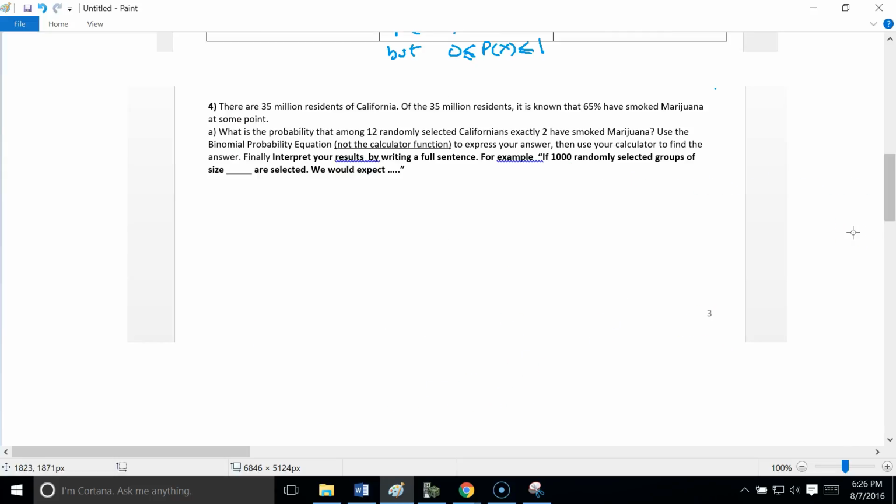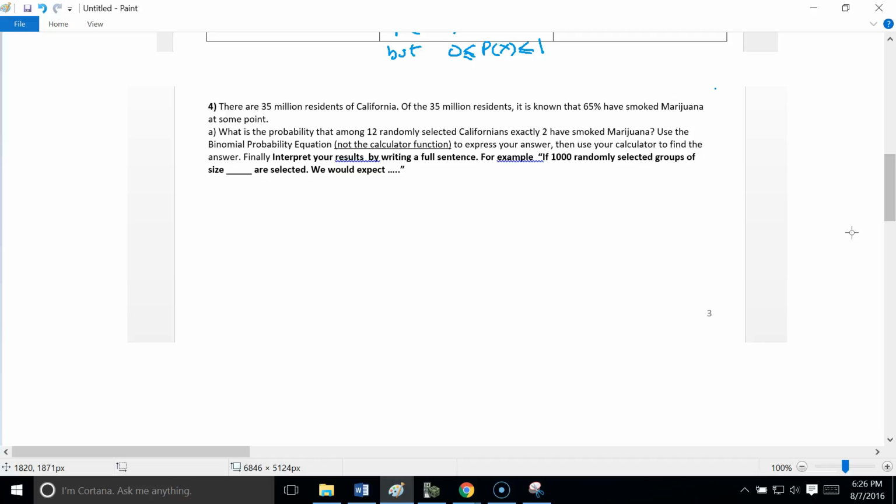Okay, question number 4 states that there are 35 million residents of California. Of the 35 million residents, it is known that 65% have smoked marijuana at some point. What is the probability that among 12 randomly selected Californians, exactly 2 have smoked marijuana? Use the binomial probability equation, not the calculator function, to express your answer. Use your calculator to find the answer, and then finally interpret your results by writing a full sentence. For example, if 1,000 randomly selected groups of size blank are selected, we would expect blank, blank, blank, blank.